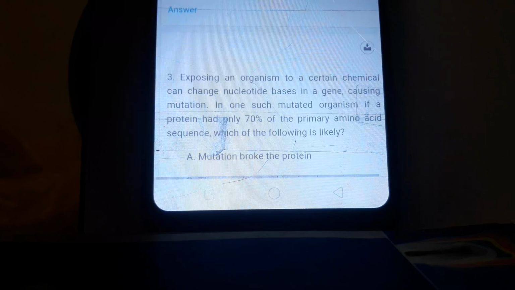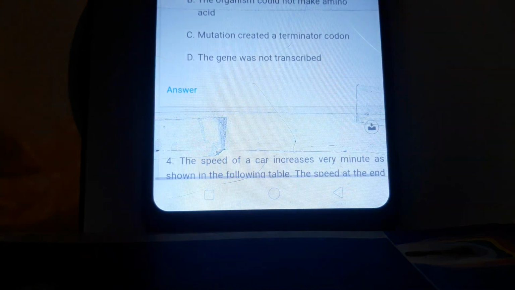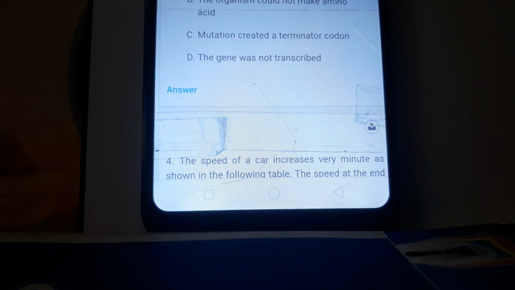Now, the next question would be, exposing an organism to a certain chemical can change nucleotide bases in a gene, causing mutation. In one such mutated organism, if a protein had only 70% of the primary amino acid sequence, which of the following is likely? A. Mutation broke the protein. B. The organism could not make amino acid. C. Mutation created a terminator codon. D. The gene was not transcribed.